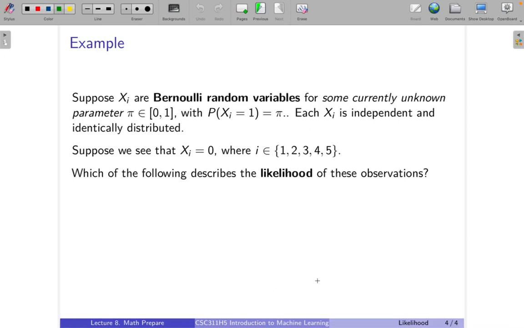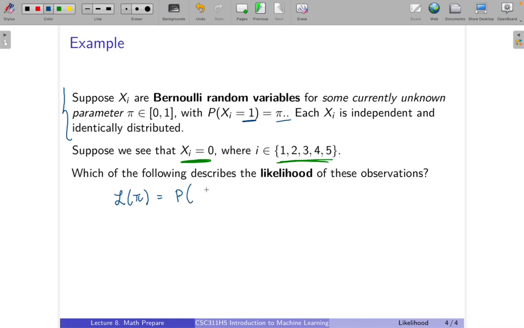So let's write down, as an example, the likelihood of observing these xi is always 0, and I've observed 5 of these xi, so x1 up to x5. And my setup here is still the same. So each xi is independent, identically distributed, and the probability that I get a 1 is pi. So let's write down my likelihood.